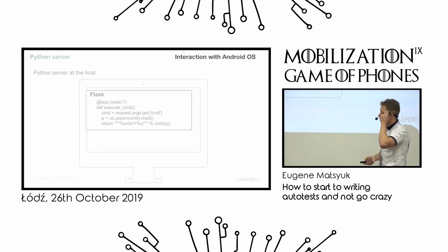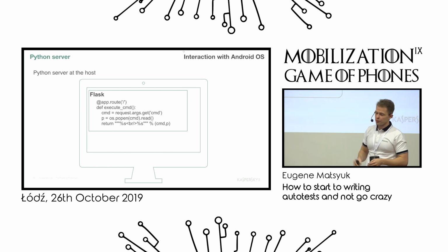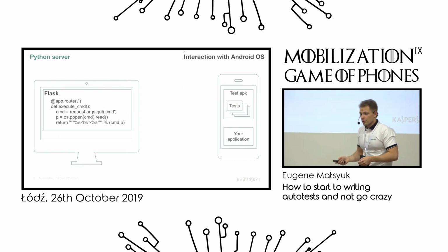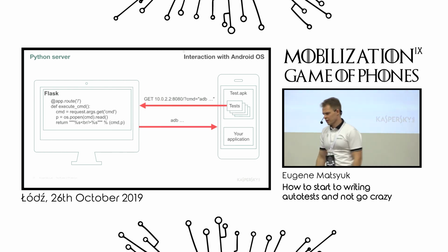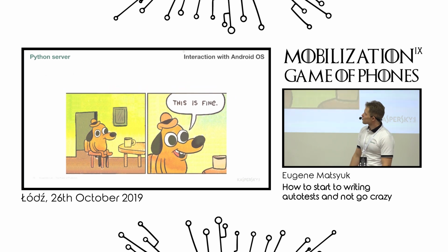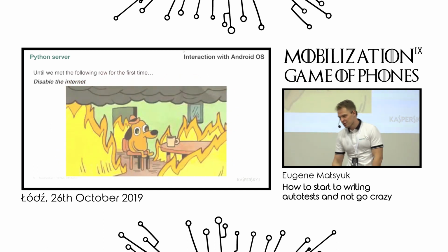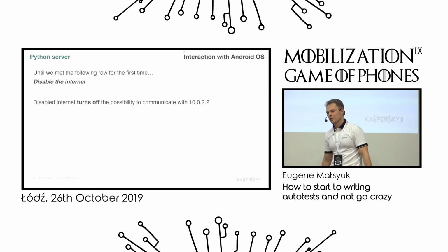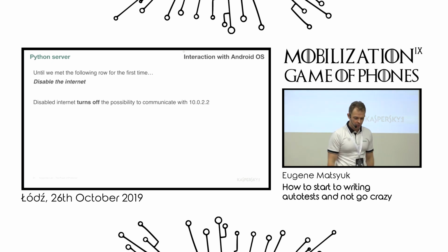So it's great, and that's why we wrote a very simple Python server, really in 5 lines. For the first time it was enough. And we organized a simple client-server connection between the desktop and the device. And it works, it's okay, and it's great. Yeah, everything was perfect, until we met the following problem for the first time: disabled internet. Shortly, disabled internet turns off the possibility to communicate with the mentioned address, and it's a problem.